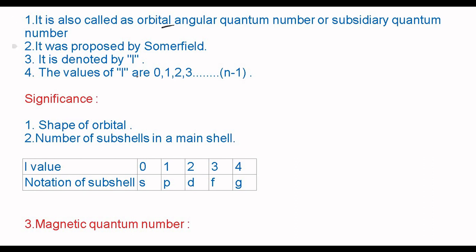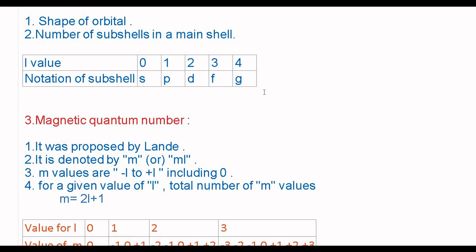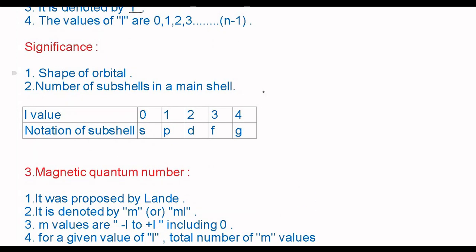This quantum number, that means the azimuthal quantum number, was proposed by Sommerfeld. It is denoted by small l. The values of l are 0, 1, 2, 3 up to n minus 1. Then what is the significance of this azimuthal quantum number? This azimuthal quantum number tells us about the shape of the orbital.